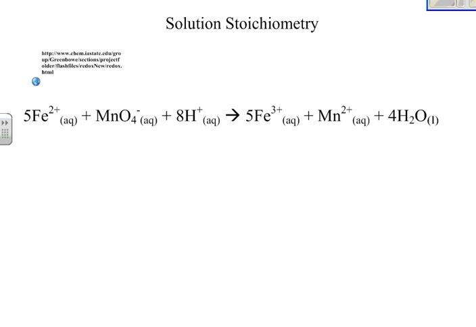The reaction we're going to take a look at is an oxidation-reduction reaction between iron 2+ ion and permanganate ion. This happens in an acidic environment, so you notice the 8H+ as one of the reactants. And then we're going to look at this as a titration. So it'll look a lot like the acid-base titration that we've done in class, or we will be doing in class.